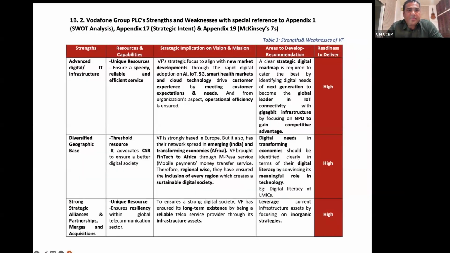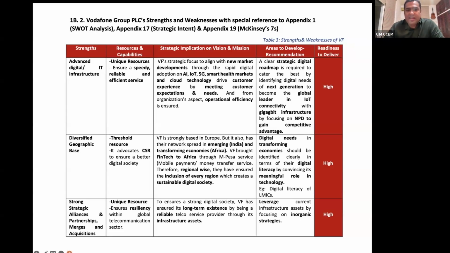Then we look at another one. Strengths, you can see in one column, few. Resources and capabilities. Again, you can link the audit there, what we discussed before. Strategic implication on the vision and mission. Areas to develop. What are the recommendations? And the readiness to deliver the vision and mission.